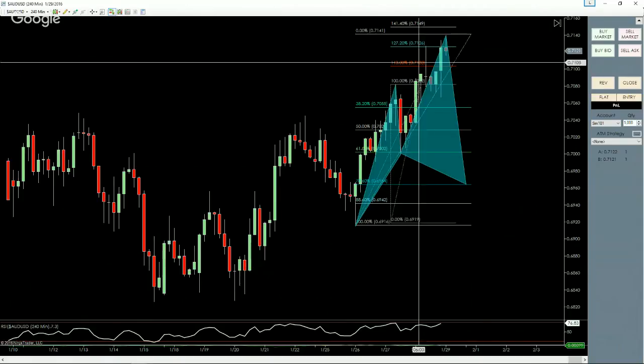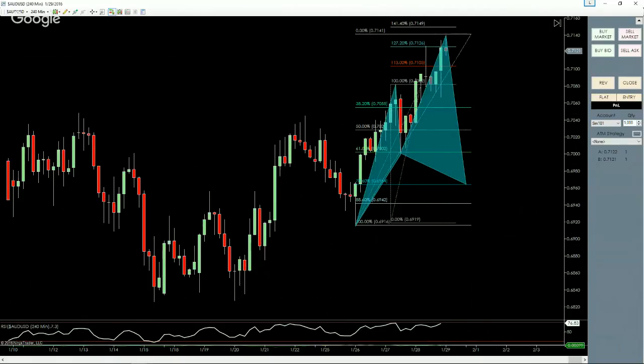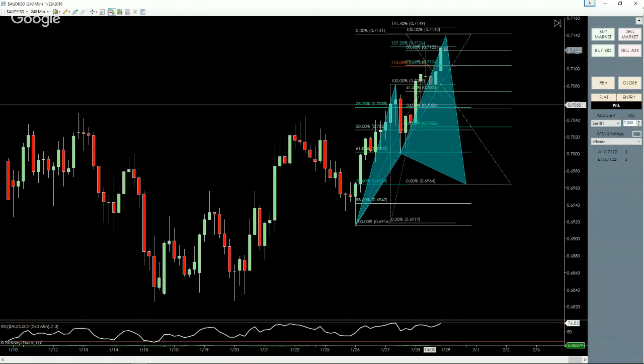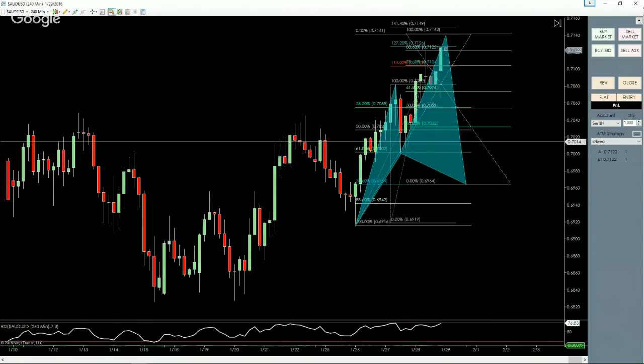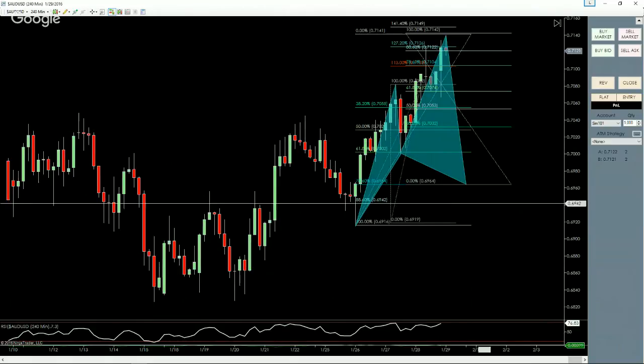Around there, it looks like we have a possible cipher pattern. Of course, our stops would always be below our X right here. First targets are at the 382 and the 618, two targets. First target is about 68 pips.